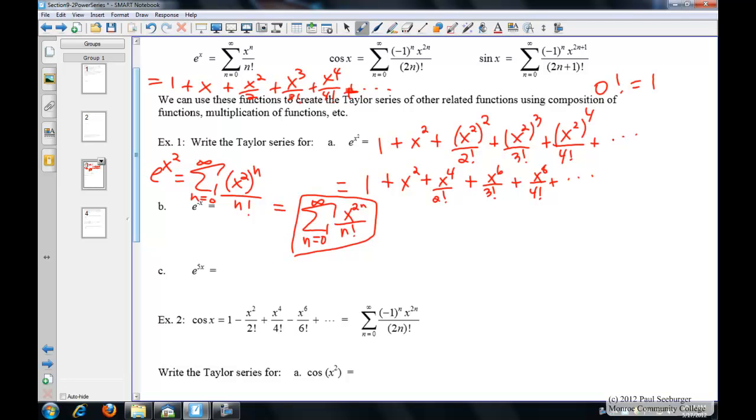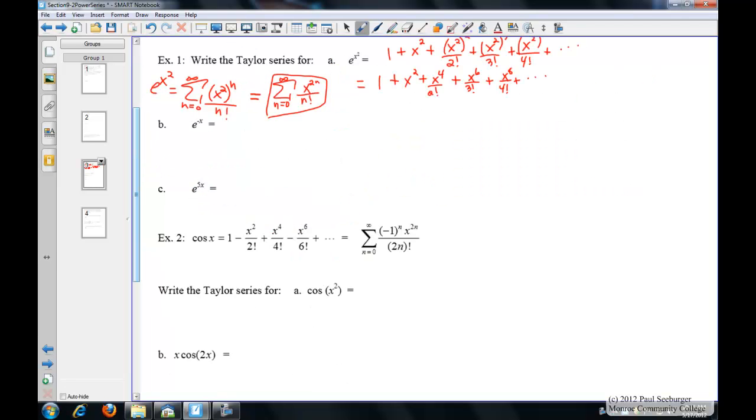Take a moment to try B, and if you have time, try C. They're very similar to each other here.